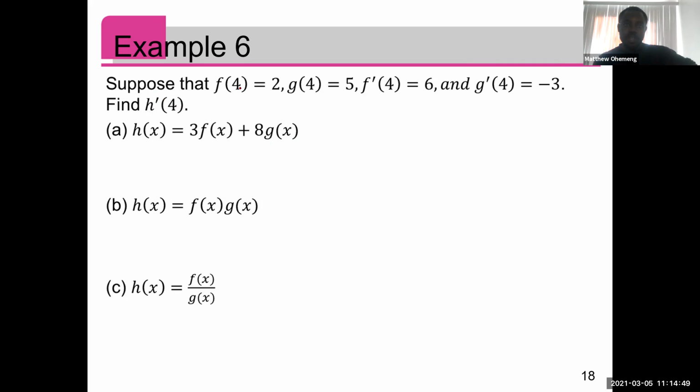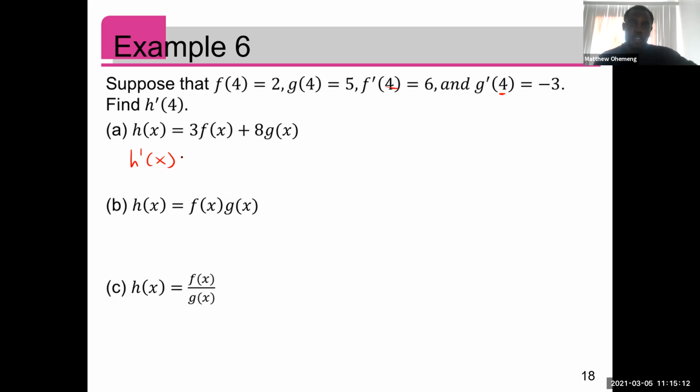Now the preamble says you're given f of 4, you're given g of 4, you're given f prime, you're given g prime, and each of these are evaluated at 4, right? And then the question is asking for h prime of 4. So for A, to get h prime of 4, you just need to find h prime of x. And after finding h prime of x, we can just plug in the 4 and get h prime of 4.